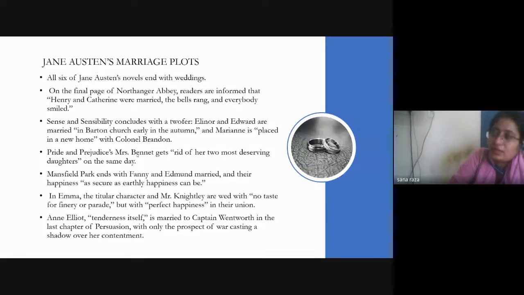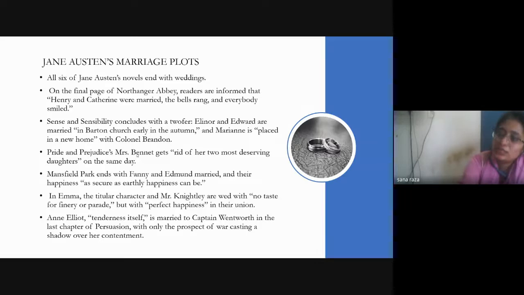In Pride and Prejudice, Mrs. Bennet gets rid of her two most deserving daughters on the same day. Mansfield Park ends with Fanny and Edmund married, and their happiness as secure as earthly happiness can be. In Emma, the titular character and Mr. Knightley are wed with no taste for finery or parade, but with perfect happiness in their union. Anne Elliot, tenderness itself, is married to Captain Wentworth in the last chapter of Persuasion, with only the prospect of war casting a shadow over her contentment.